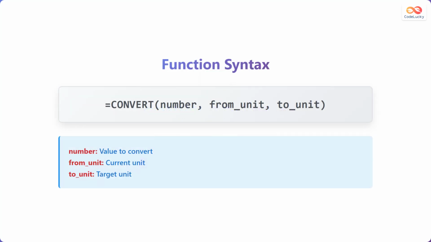Let's explore the syntax of the convert function. The function takes three arguments: number, from unit, and to unit. Number is the value you want to convert. From unit is the current unit of the value. To unit is the unit you want to convert the value to. The syntax is =CONVERT(number, from_unit, to_unit).